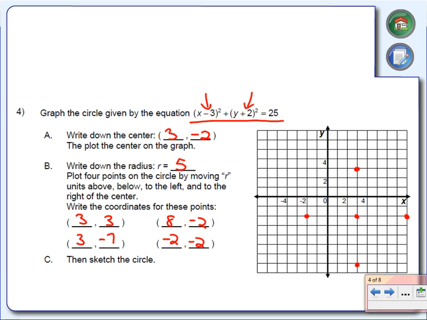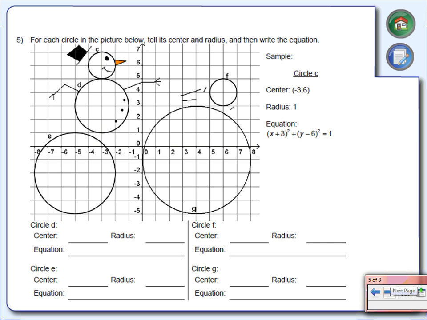At this point, we're going to go ahead and sketch the graph. All we're going to do is come over here, connect the dots, and make our circle. So this circle represents the equation (x minus 3) squared plus (y plus 2) squared is equal to 25. So again, when it comes to circles, 2 important things are the center and the radius. If we know those 2 things, we can come up with an equation, and it's correct.